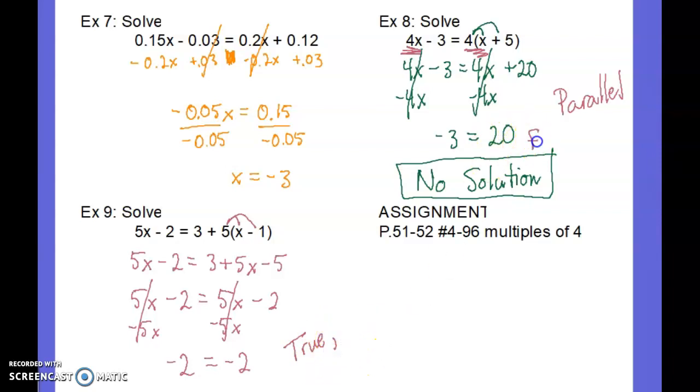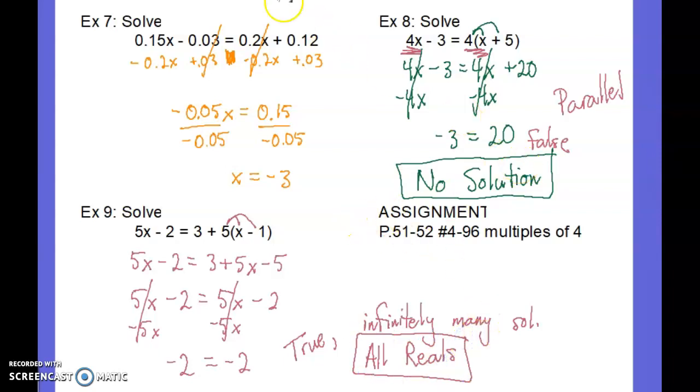So like up here was a false statement. So there is no solution. Well, this was a true statement. Negative 2 always equals negative 2. So there are infinitely many solutions. That means every answer for x works. Pick a value. It'll work for x. It'll make that equation true. You might see all reals written in the book. All real values for x make the equation true. There's another name that we use for these two things. We call example 8 an inconsistent answer, and we call this one in number 9 an identity.